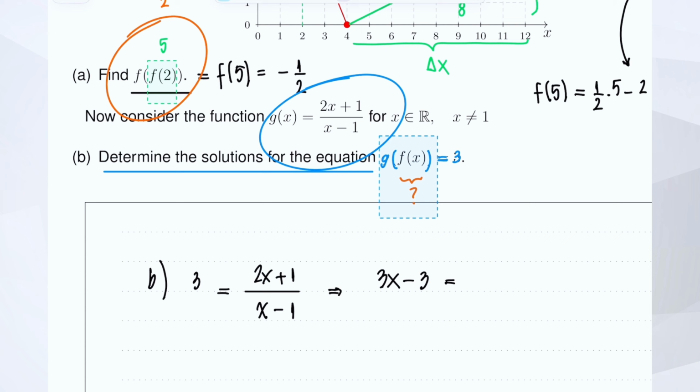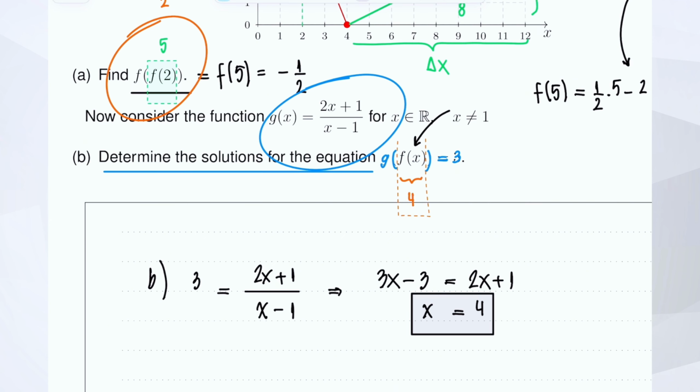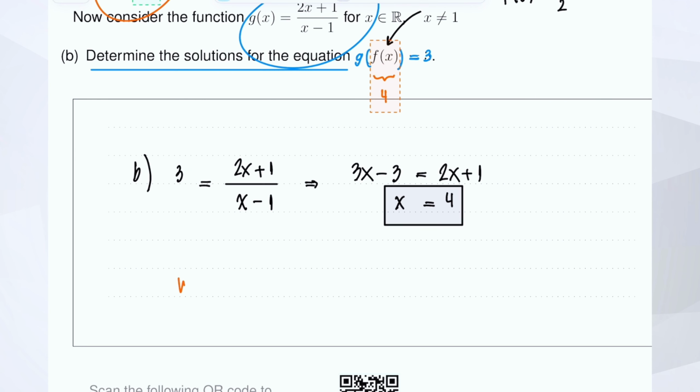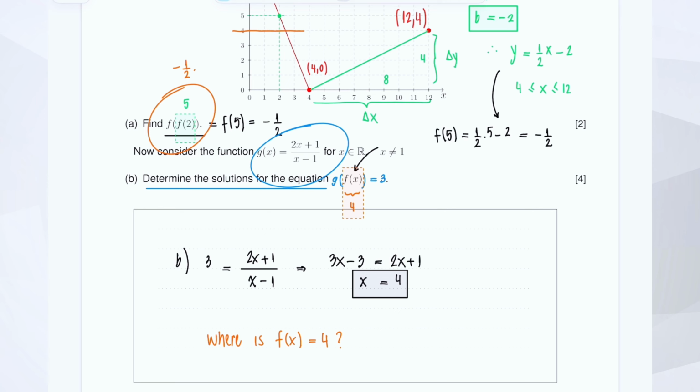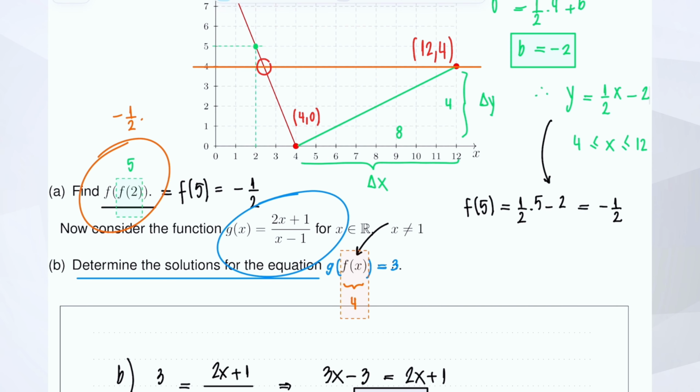After cross multiplying, we get 3x minus 3 equal to 2x plus 1. Therefore, x is equal to 4. So whatever shows up inside over here, that has to be equal to 4. Therefore, this question mark, we know it is equal to 4. And now we have a different question to address, which is, where is f of x equal to 4? Now, again, we're not placing 4 into x, but we're actually reading what the input should be in order to get 4 as a result. And f of x is equal to 4 over here and over here.